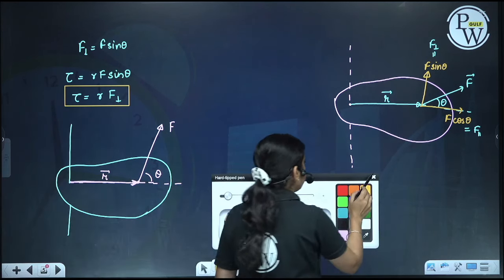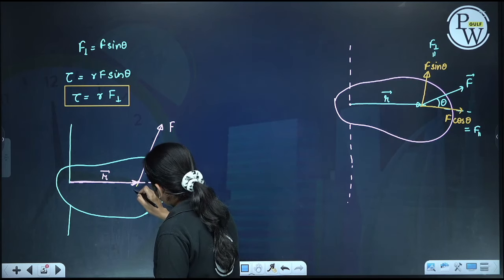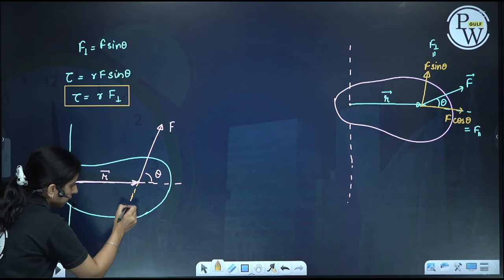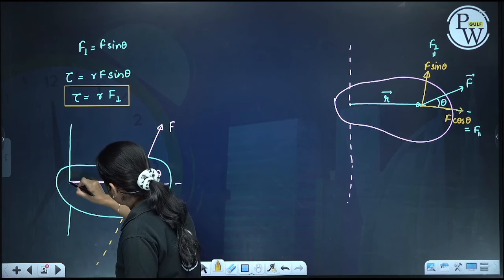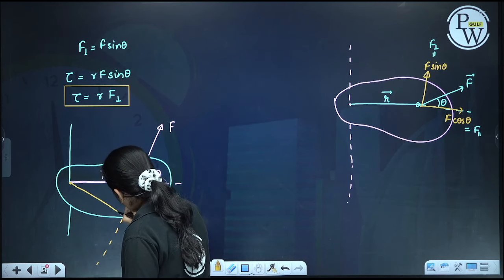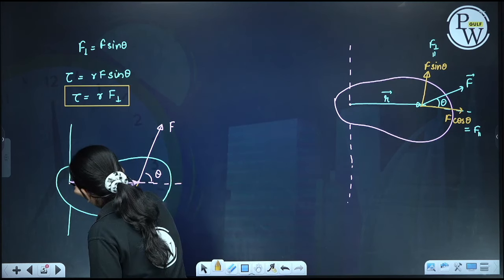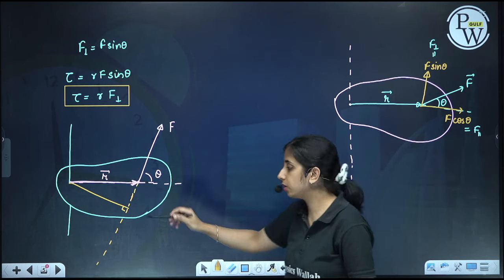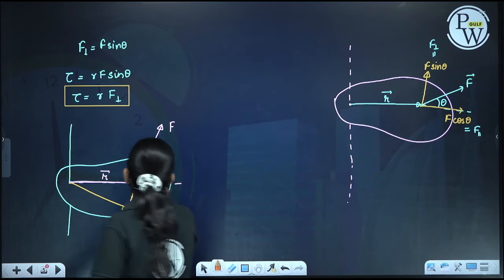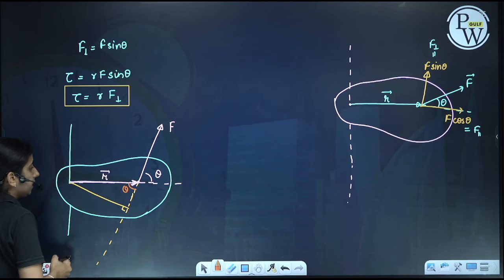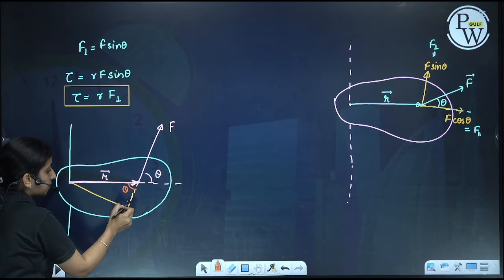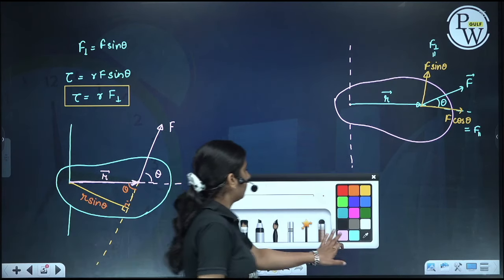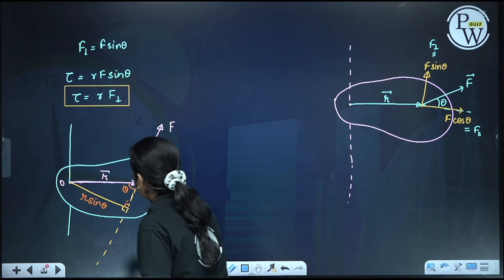Now the second method says to draw the line of action of force. Extend the line of action of force like this. Now draw a perpendicular from the axis of rotation on the line of action of force. If this angle is theta, this will also be theta. This is our hypotenuse, this angle is 90 degrees, so this distance will be R sin theta.